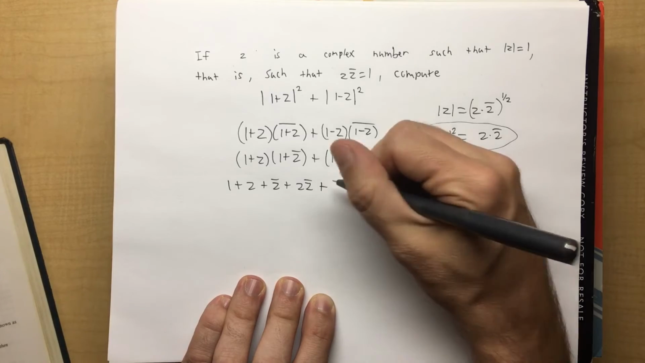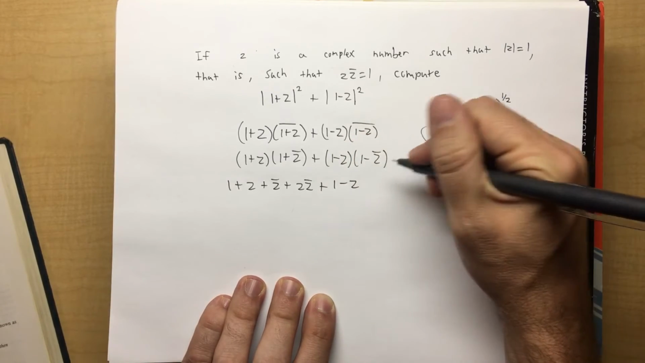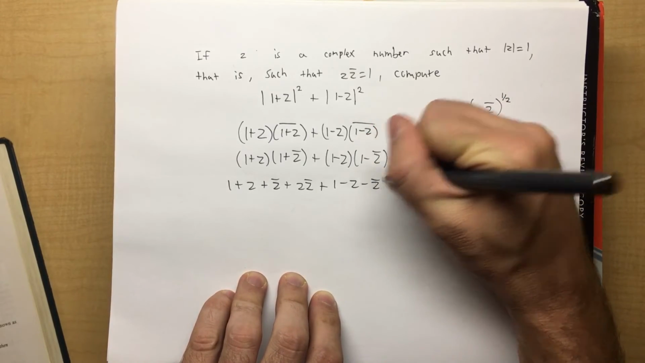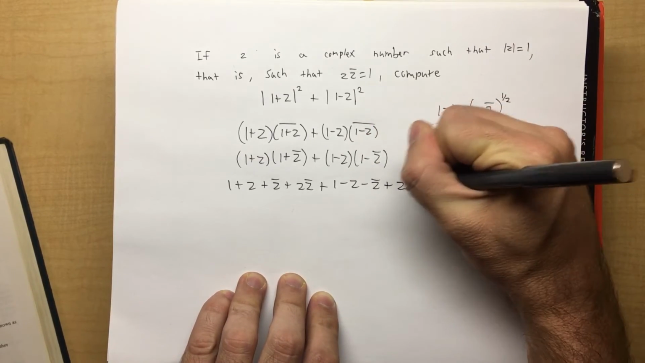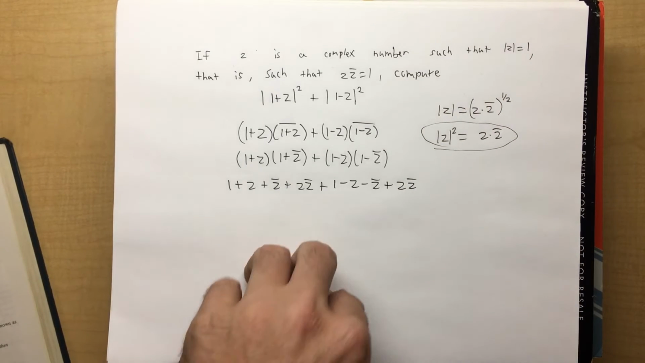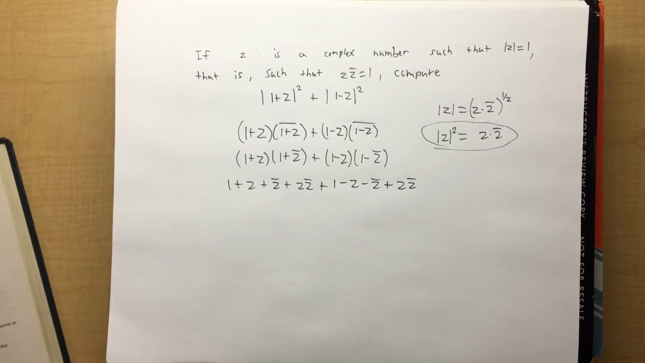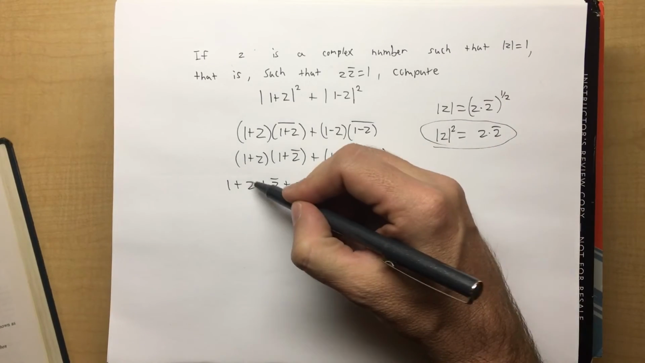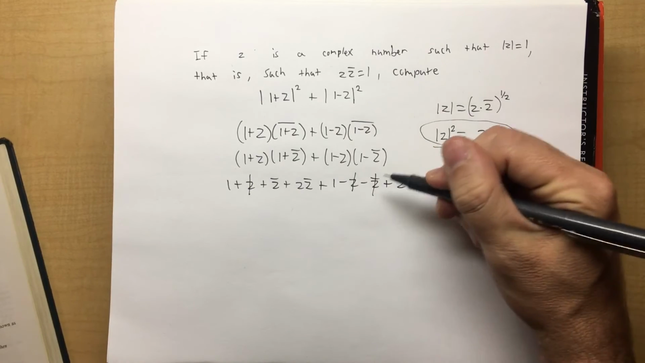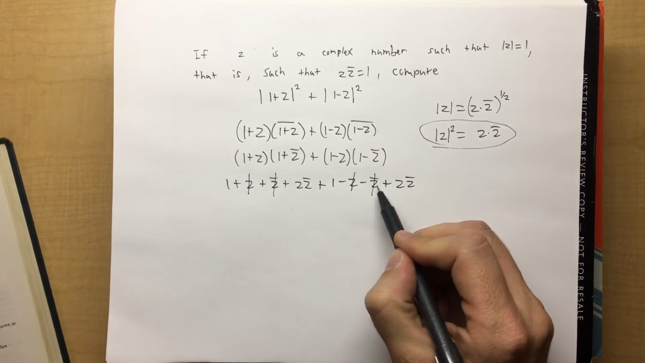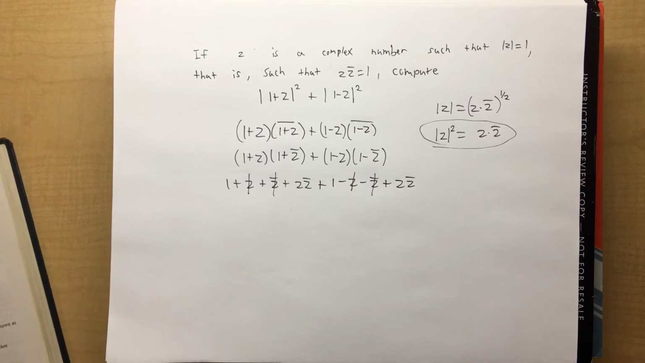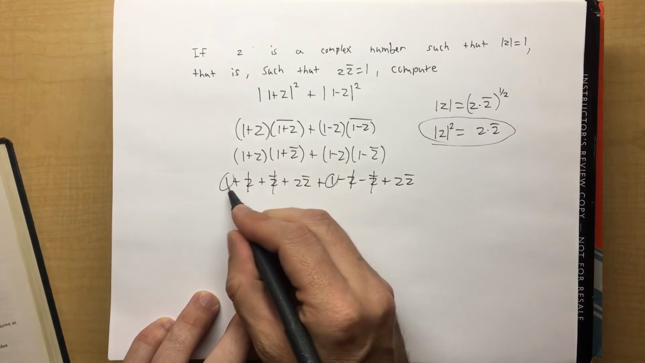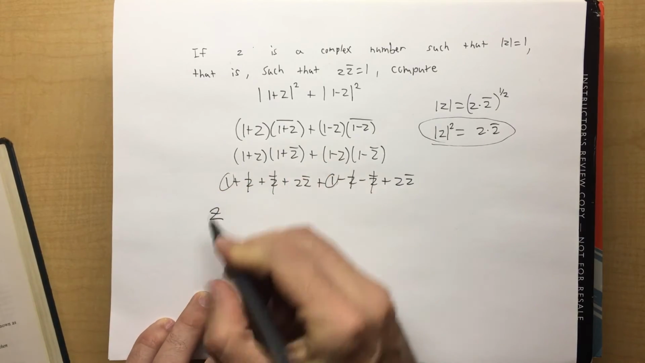Plus, now we're going to do this one: 1 minus z, minus z conjugate, plus z times z conjugate. And so here we can simplify. What I'm going to do is cancel this negative z and this z, and this z conjugate with this negative z conjugate. Then we have this here, and this, that's 1 plus 1 is 2, the number 2.